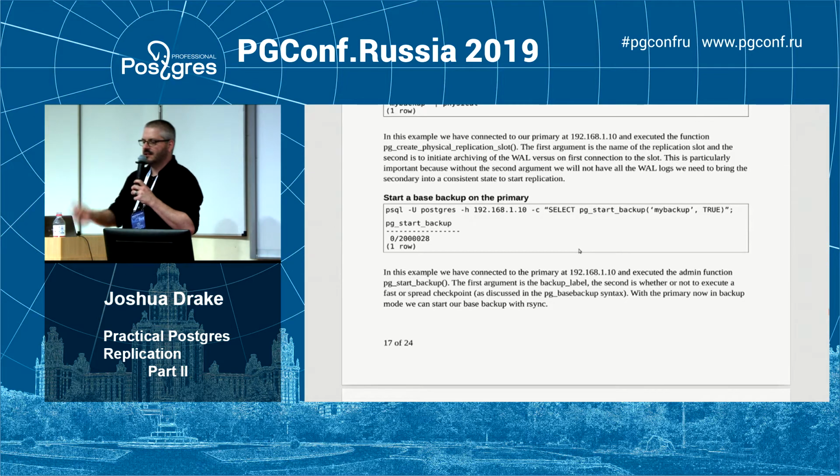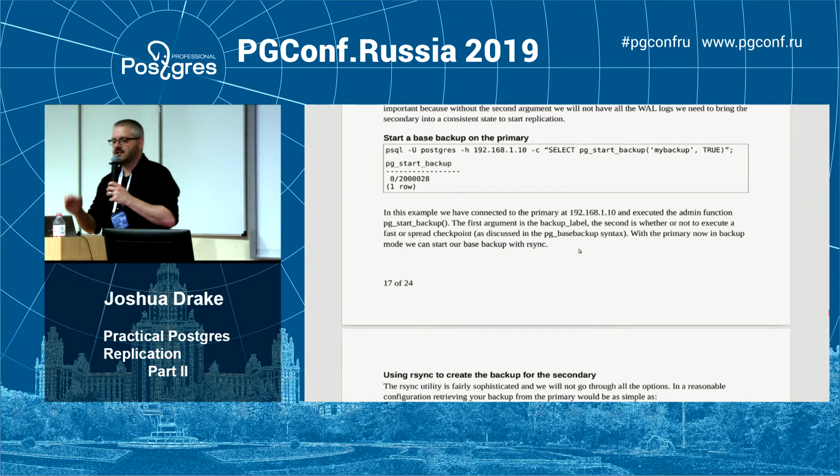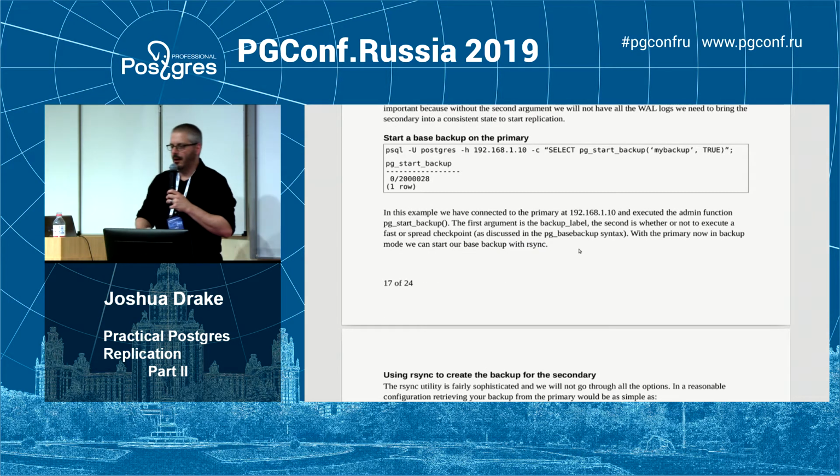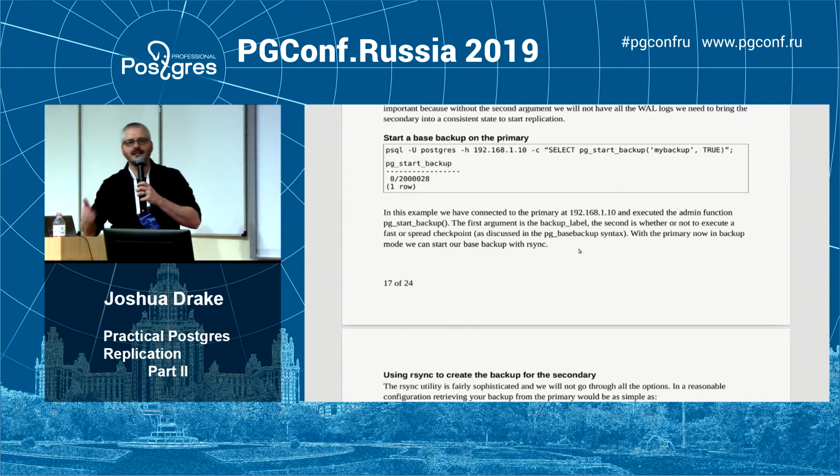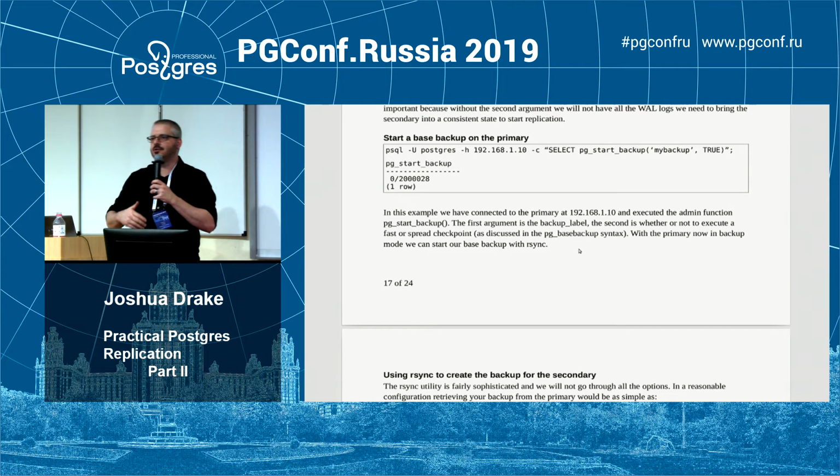In this example, we've connected to our primary and executed the function to create the slot. Talked about that already. Now we need to start a base backup on the primary. Now, of course, we could have done this in the same session. I'm not saying that you should disconnect and then reconnect, but just for the sake of example, we have connected to the primary at .10 and executed the admin function pg_start_backup.